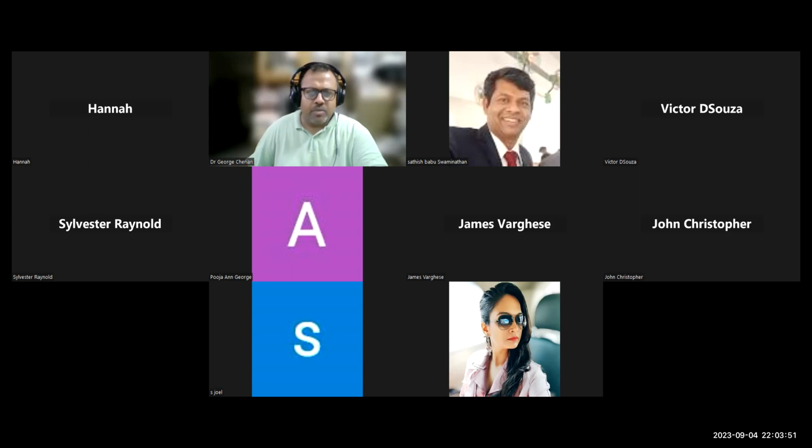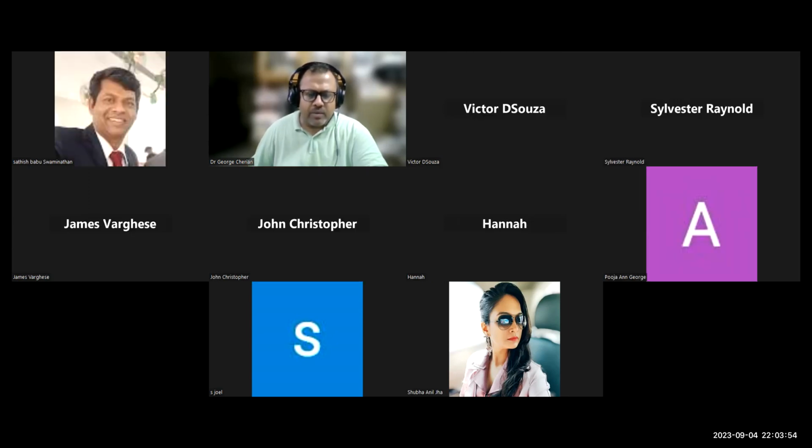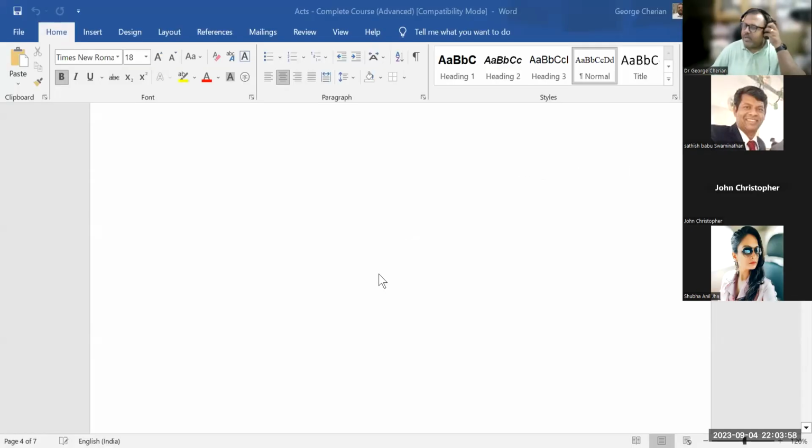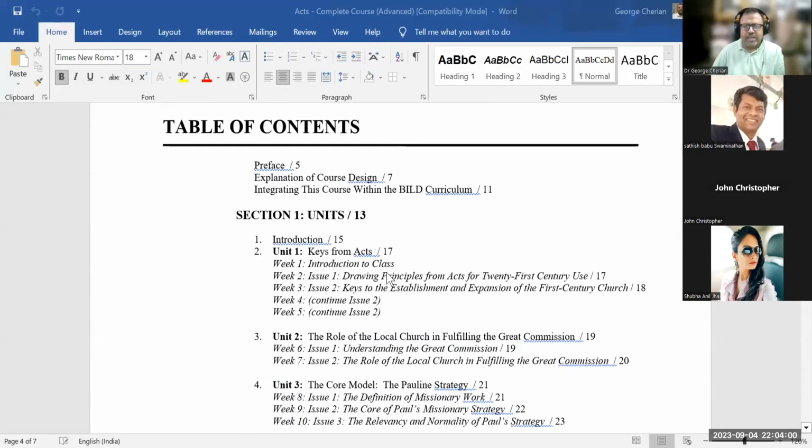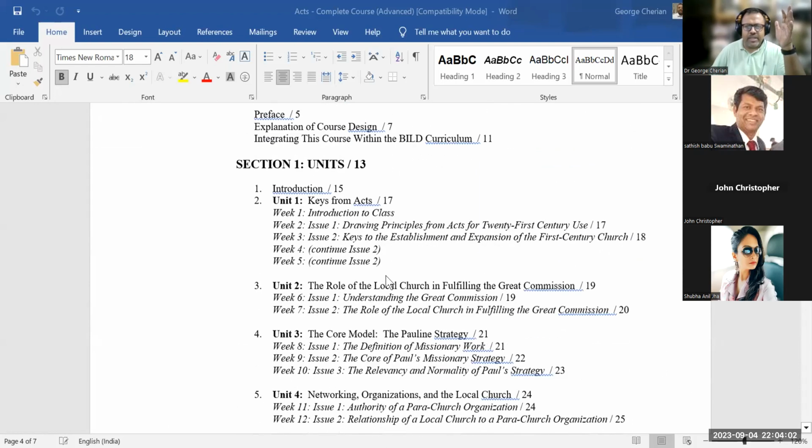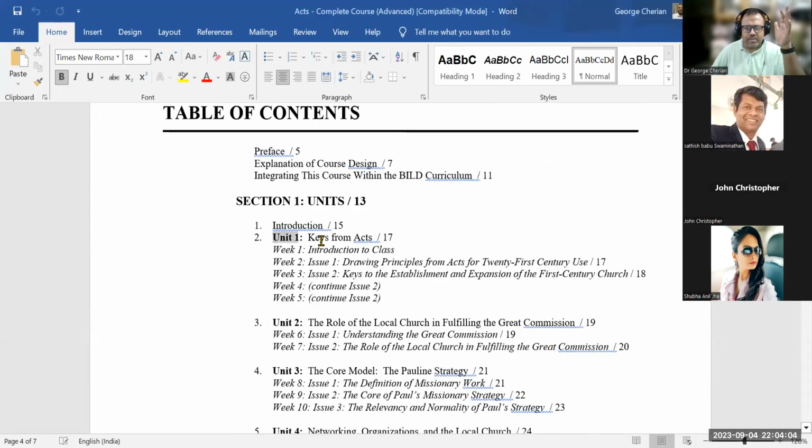Shubha, I'll just do an intro and then I will hand it over to you. 1 minute. Sure. So when you are doing an article, you must always place it in context. So if you see, we are in unit 1 here. Can you see we are in unit 1? Introduction to the class we did. Drawing principles for everything we finished. Issues, we did it. And week 2 issue.